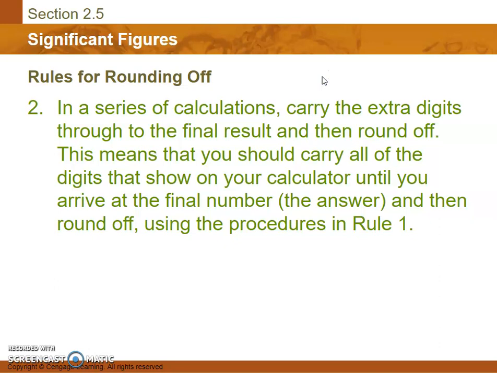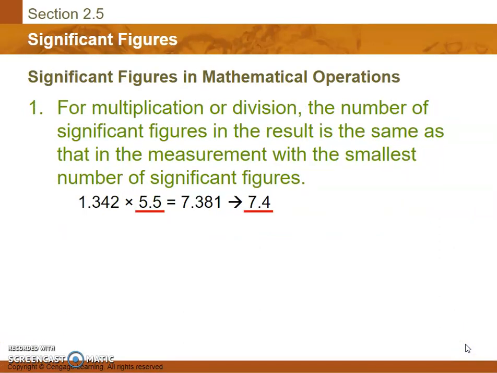When you are doing calculations, you must carry all of your extra digits through to the final result, then round off. This means that you should carry all of the digits that show on your calculator until you get to your answer, then round them off. When using significant figures in mathematical operations, for multiplication and division, the number of significant figures in the result is the same as in the measurement with the smallest number of significant figures. So in this calculation, our smallest number has 2 significant figures, so we will do our calculation, and once we reach our answer, we will round to 2 significant figures.